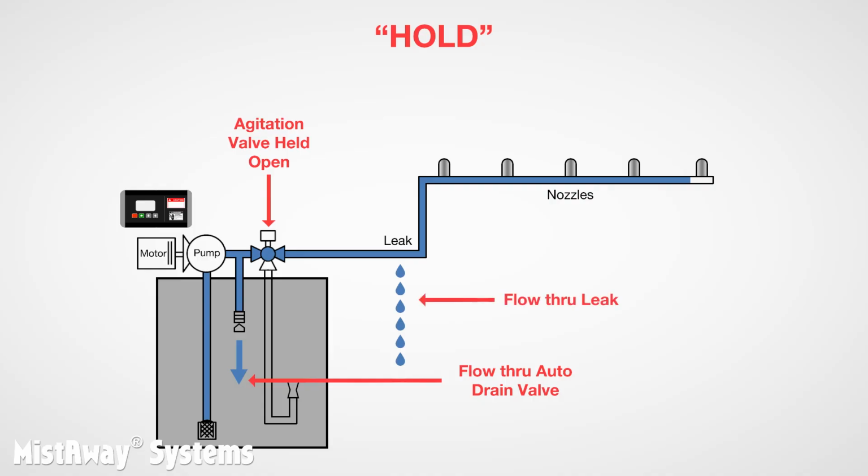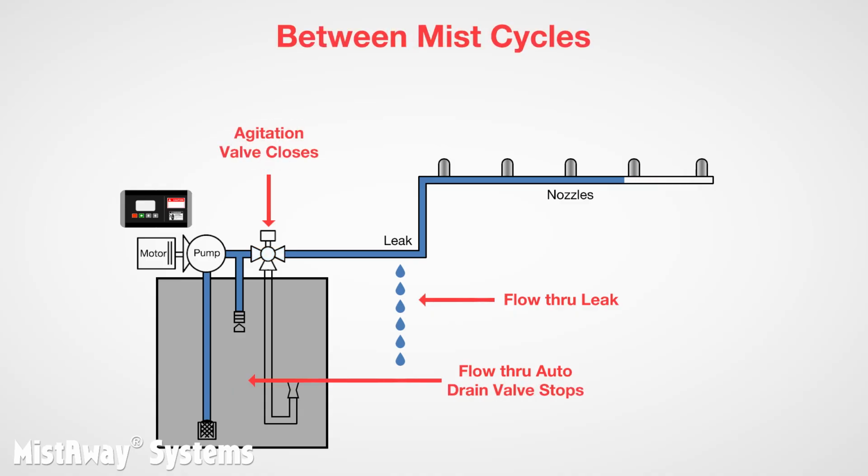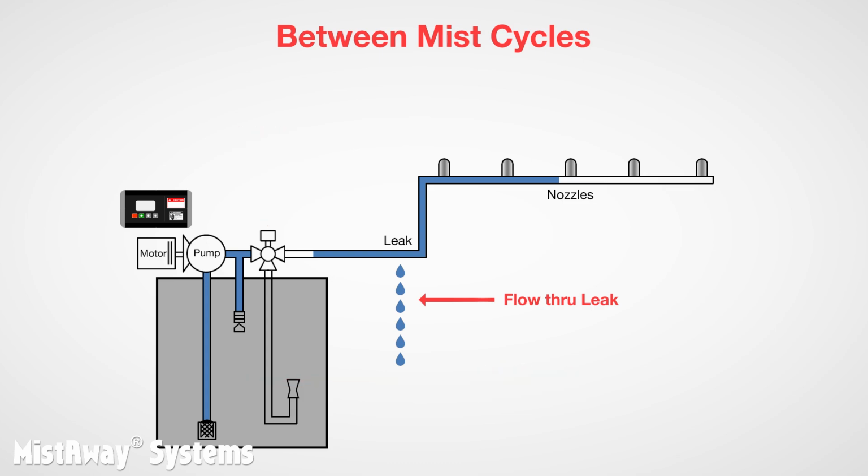As long as the agitation valve remains open, fluid will drain back into the misting unit. It will also drain through the leak. Next, the controller allows the agitation valve to close. This stops the flow back into the unit. But the lines continue to drain out through the leak. It is almost inevitable in this situation that some, maybe a little, and maybe a lot of the fluid can leak out between mist cycles.